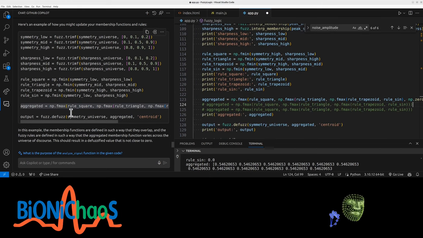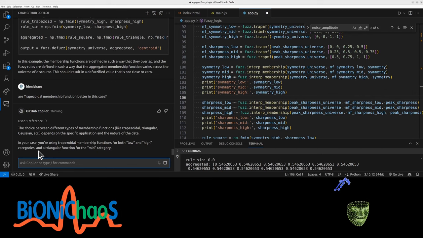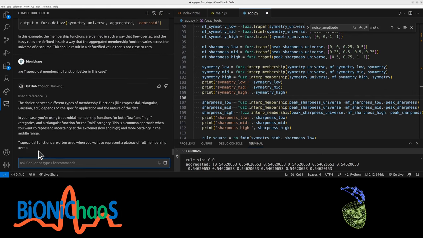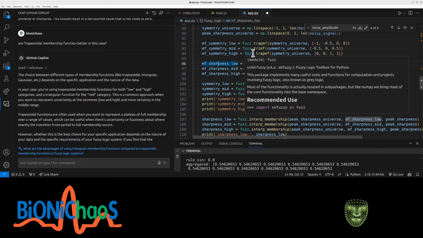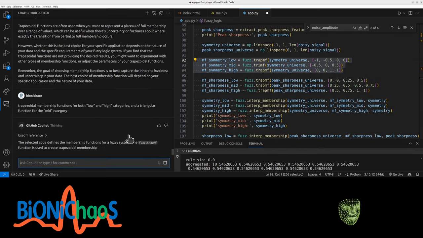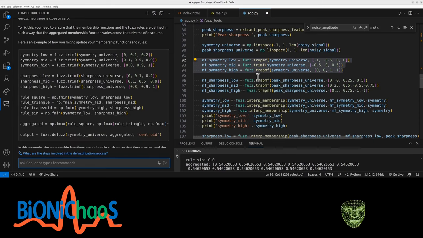In such a way that they overlap, a trapezoid membership function better in this case. So triangle, Gaussian, depends on the specific application. If you are using trapezoid membership functions for both low and high, and a triangle for the mid category, this is a common approach. Actually, this makes a lot of sense for a change. Okay, can you actually do that? Even though the mid one could be trapezoidal as well, there's no problem. Okay, let's go with what it's suggesting over here.